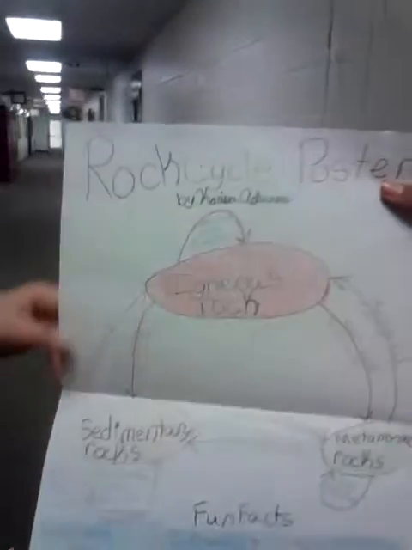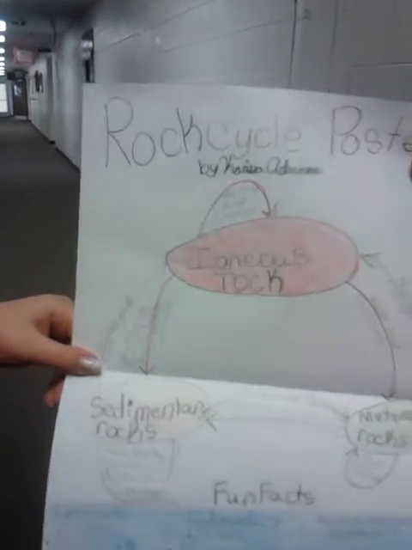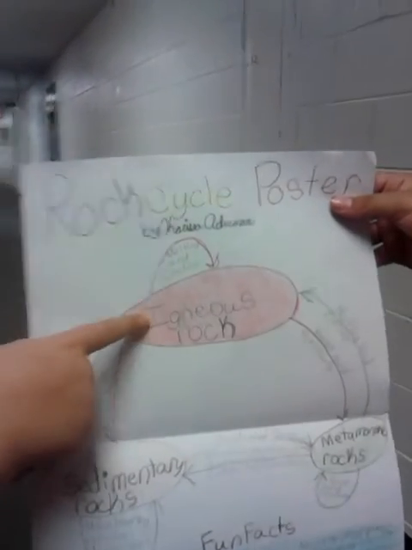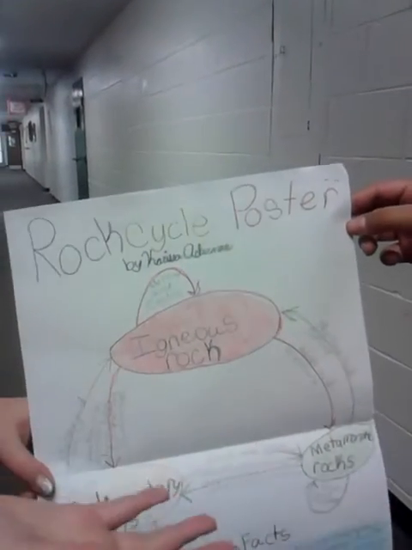Hello again. Part 4. We're going to show you the rock cycle. You can see the cycle. We have made this earlier. We just said all the fun facts and the processes. Now we're going to do igneous rocks. They go through melting and cooling and become igneous rocks again.